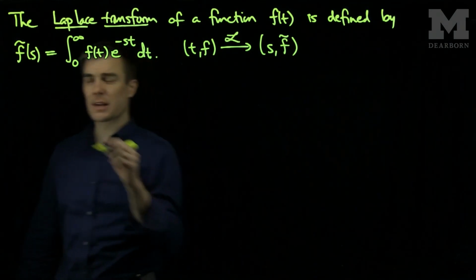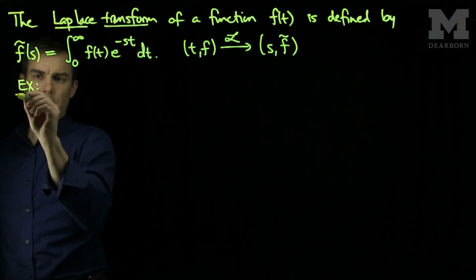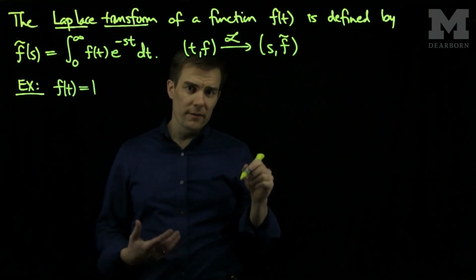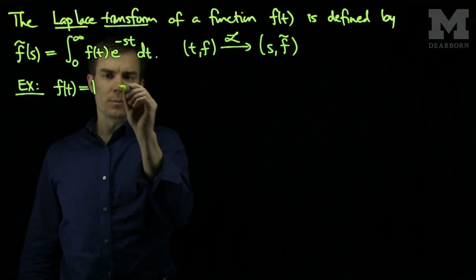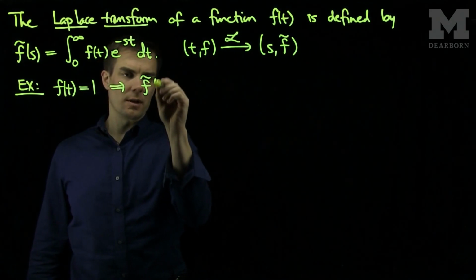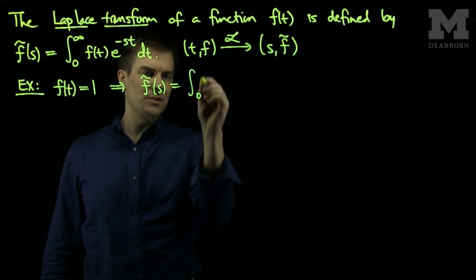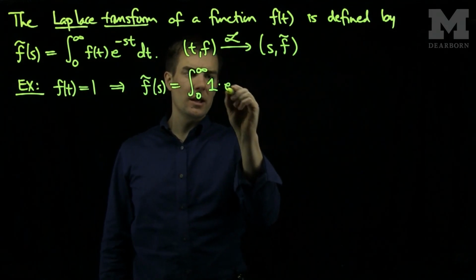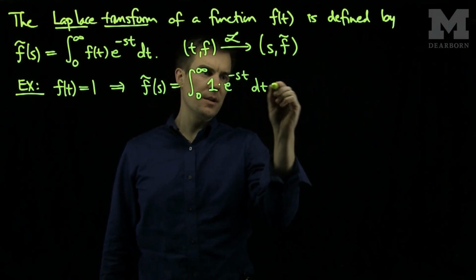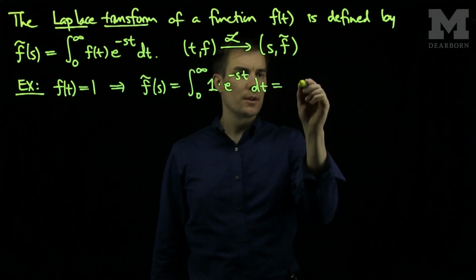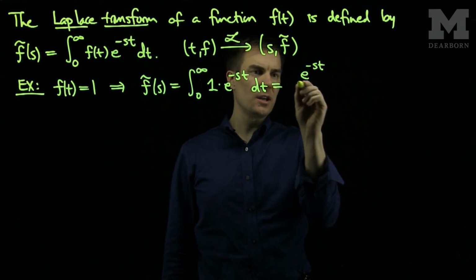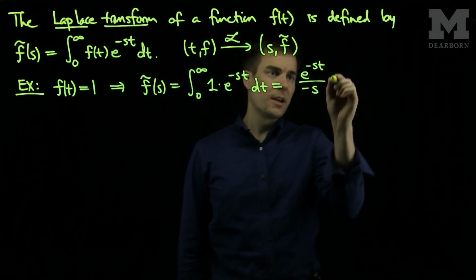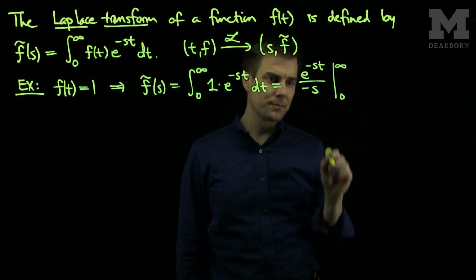We'll start with the most basic example. If I look at f of t, which is identically equal to 1, we can find its Laplace transform using this formula. The Laplace transform of this function, f tilde of s, will be the integral from 0 to infinity of 1, my function is identically equal to 1, e to the negative st dt. So I can integrate this. This will be e to the negative st over negative s, because my integration is with respect to t. And I evaluate this from 0 to infinity.